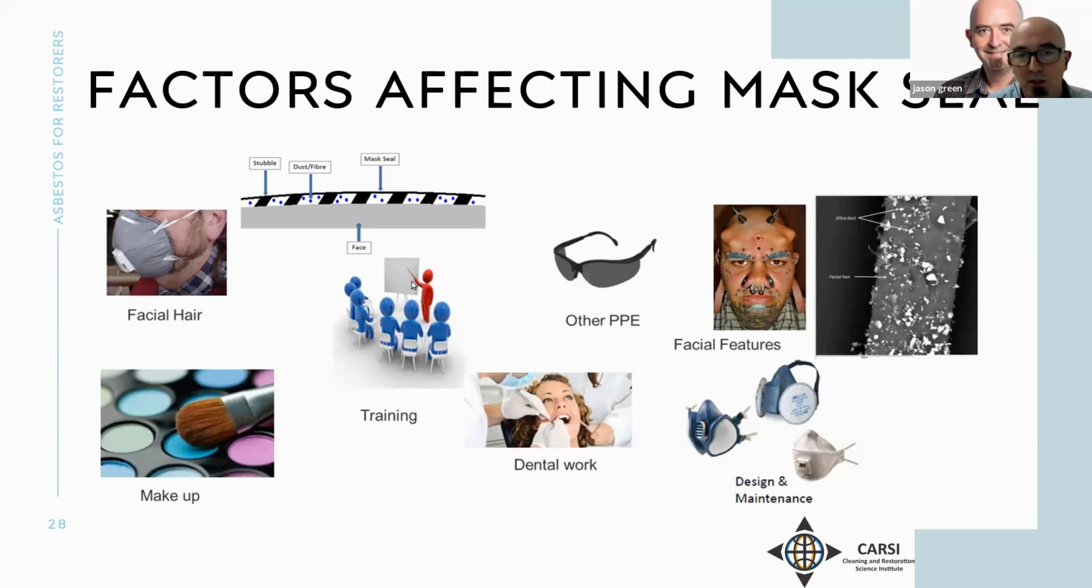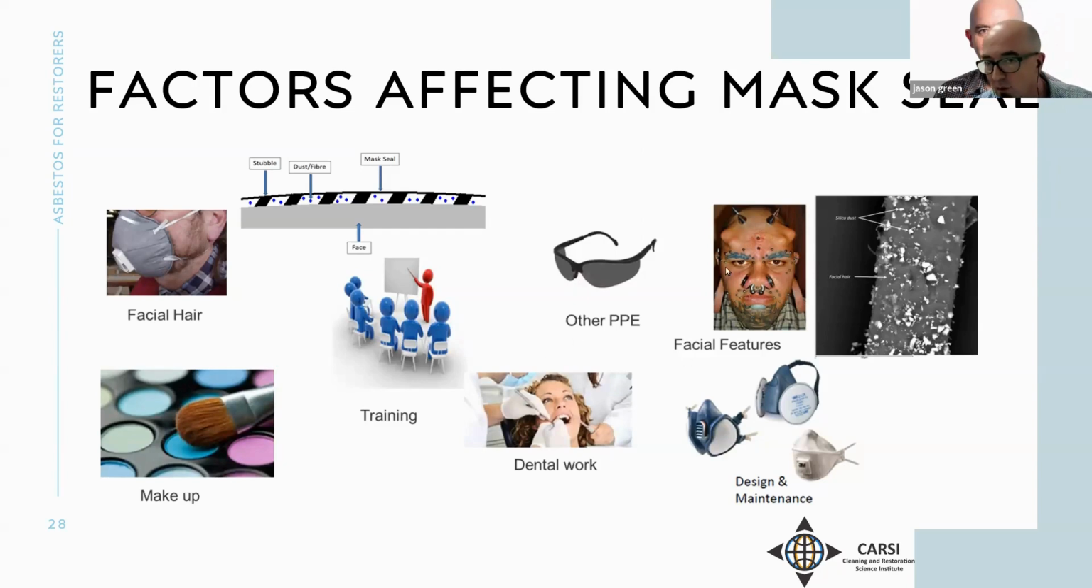Okay, we want to make sure that people are trained and aware of how to use that type of respiratory protection. We want to make sure that any other PPE that they're wearing works well with that respiratory protection. So if they're wearing hard hats or glasses or hearing protection, we want to make sure that these things don't interfere with that seal or with that mask that they're wearing.